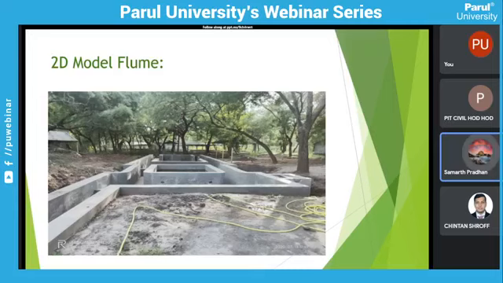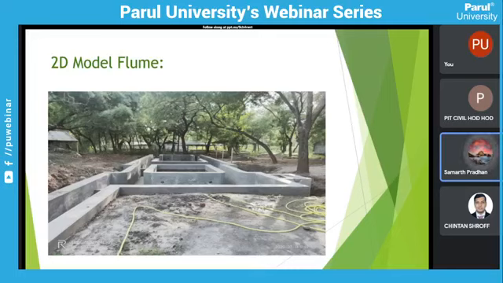After the downstream stilling chamber, this is a two-dimensional model. There are two flumes on both sides. At present we are running the right side flume. On the left side you can see a small wall that is obstructing the water from entering the left side flume. So we are doing the work on the right side flume.